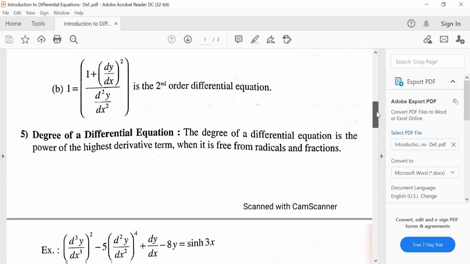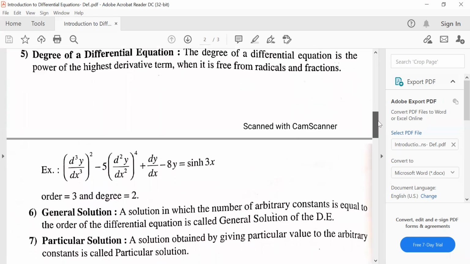We'll see one example. See here, d cube y by dx cube is there, d square y by dx square is there, dy by dx is there. Amongst these, which is the highest order? D cube y by dx cube. That is the highest derivative, so order is 3. And the power raised for it is 2. So that is called the degree of a DE. Like this, degree and order.